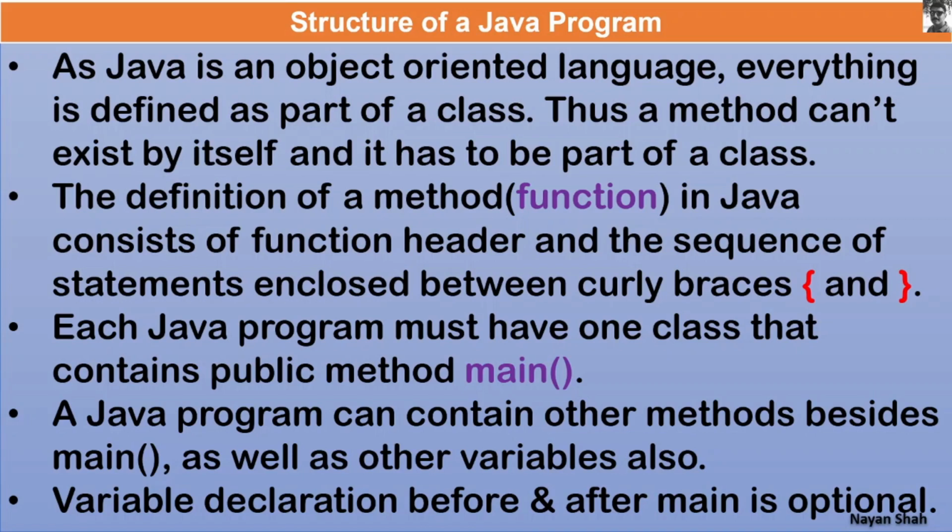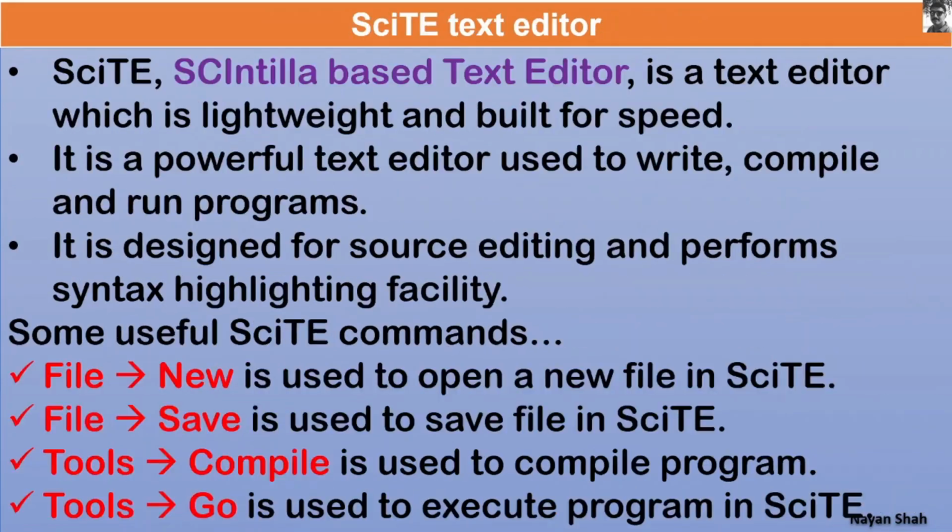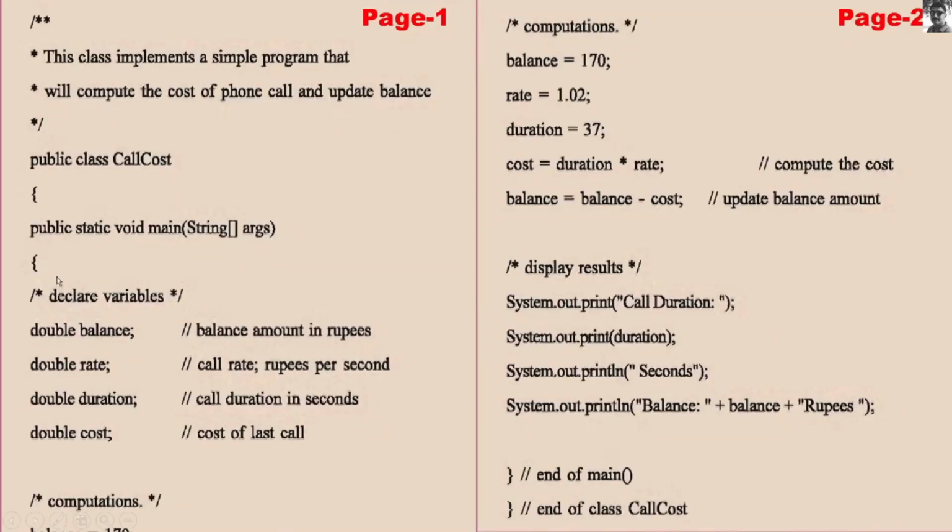The definition of a method, which is also called a function in Java, consists of the function header, that is the name of the function, and the sequence of statements enclosed between curly braces. So you write the function name and then it is followed by an opening and closing curly bracket. Again, as you see here, this function name is followed by an open curly bracket which gets closed here, the curly bracket is closing here, end of main, and this is the end of the class called cost.